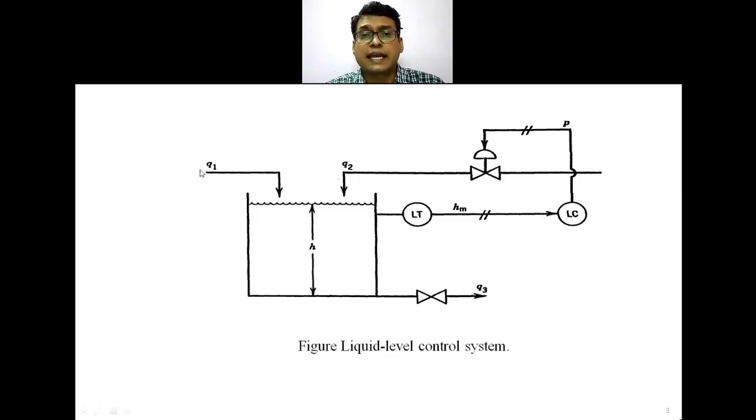Now in this case, there is another flow rate that is also entering the tank. We'll see the purpose of these two different flow rates. Only one flow rate is getting controlled, because Q2 is provided with a control valve. Q1 is not provided with a control valve.